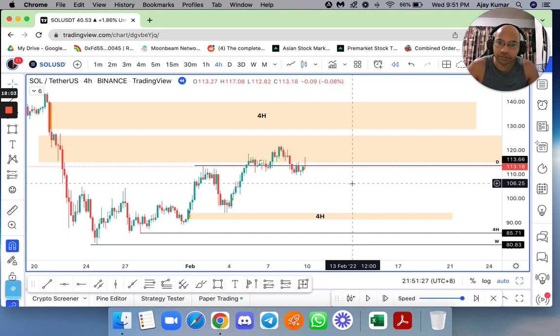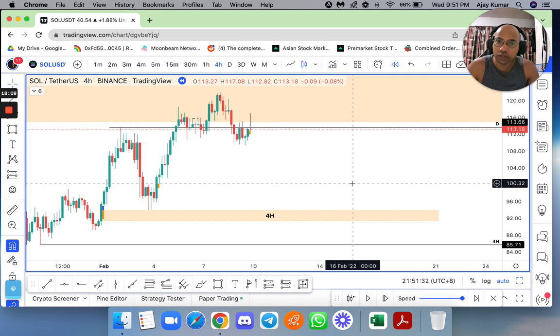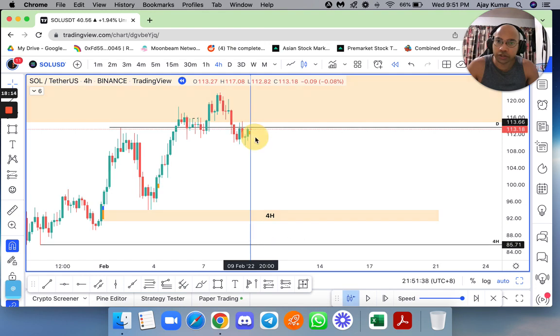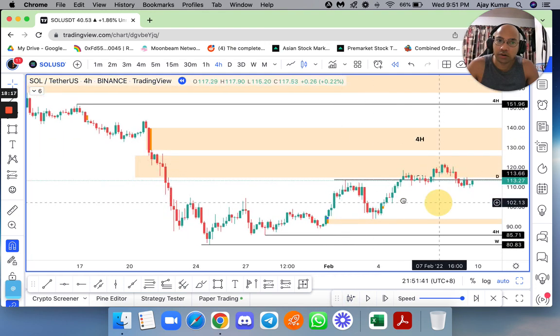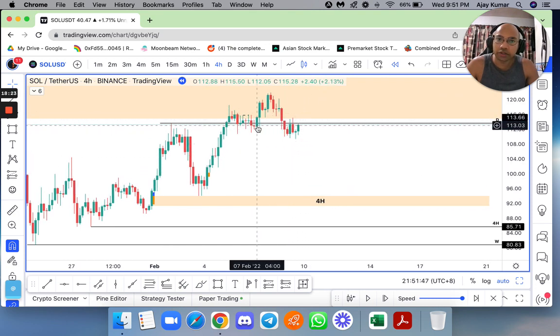Okay, yeah, I will enter a short now. Actually, I played a bit too far, because price broke this market structure on the 4 hour chart. When price breaks the market structure on a higher time frame, it gives us more confidence that price is going to go in the intended direction.